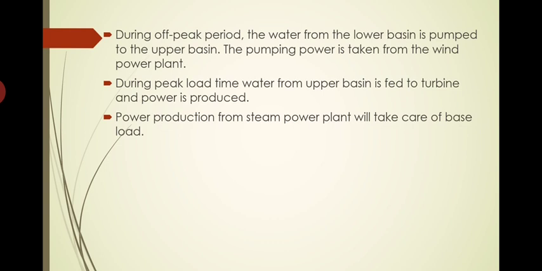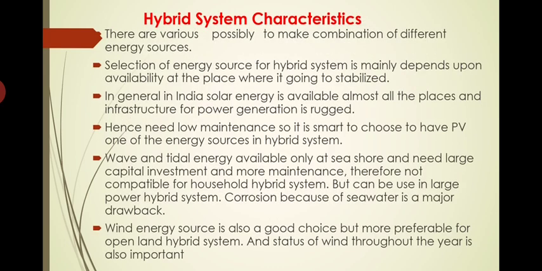Whenever high load is required or peak load is there, the extra power required is met by the operation of the hydraulic turbine. For that we will be using the water stored in the upper basin. During the off-peak period, the water is stored into the upper basin from the lower basin by running a pump, which in turn runs on power from the wind turbines. So all three are clubbed together. This is another example of a hybrid system.